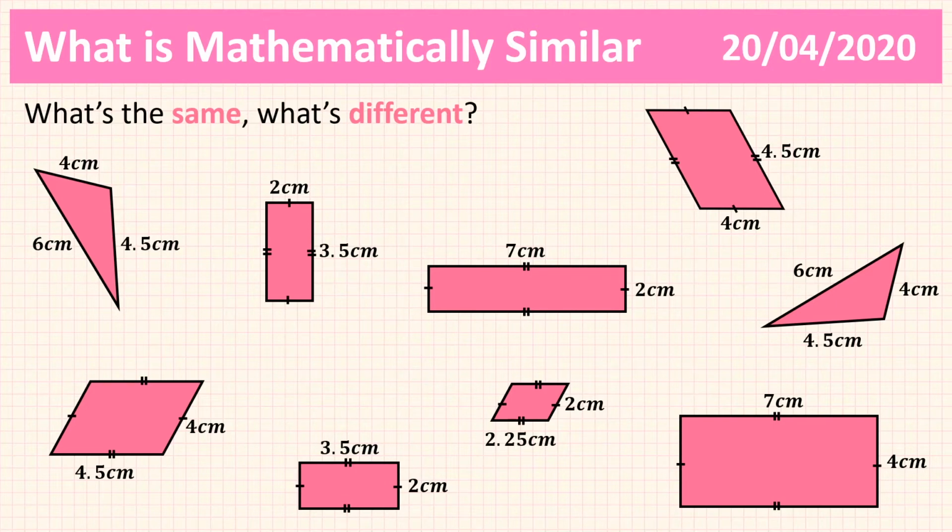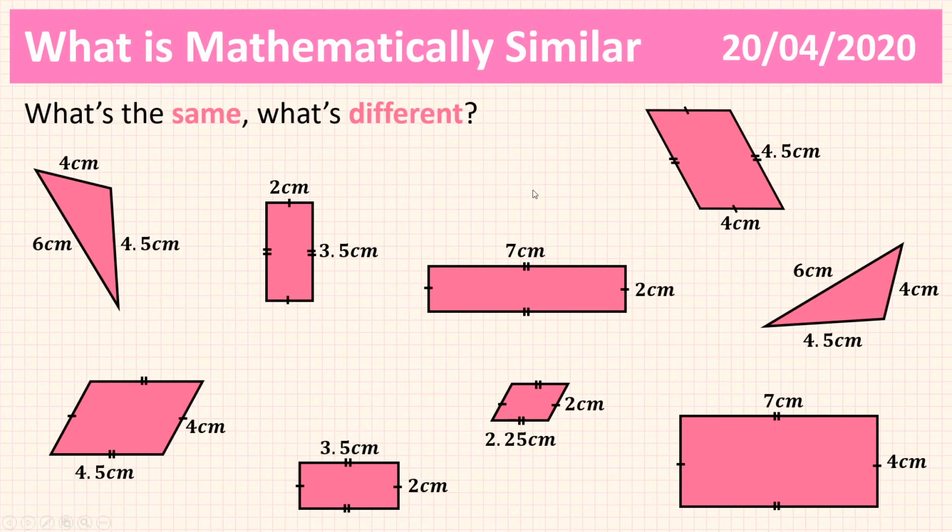Now let's have a look. So which shapes are congruent? Well, these two parallelograms are congruent, and we know that because the sides have not changed. The only thing that's changed between this parallelogram and this parallelogram is the orientation of that shape. That means they are congruent.